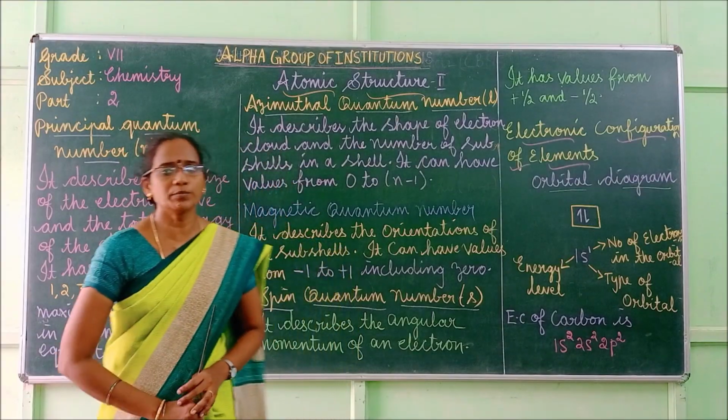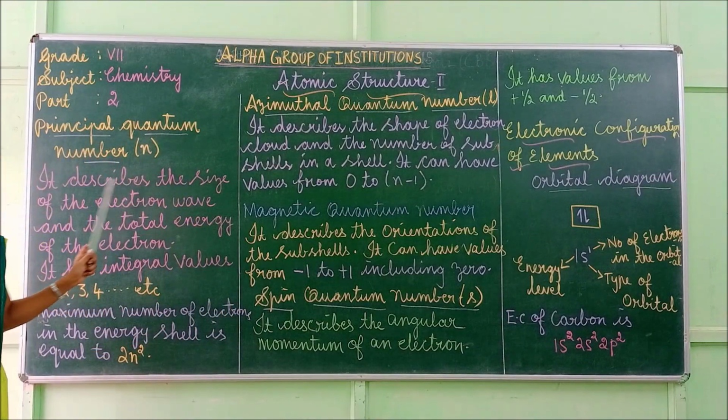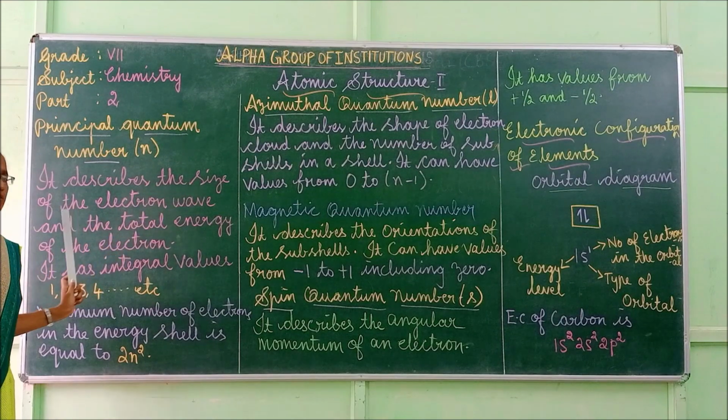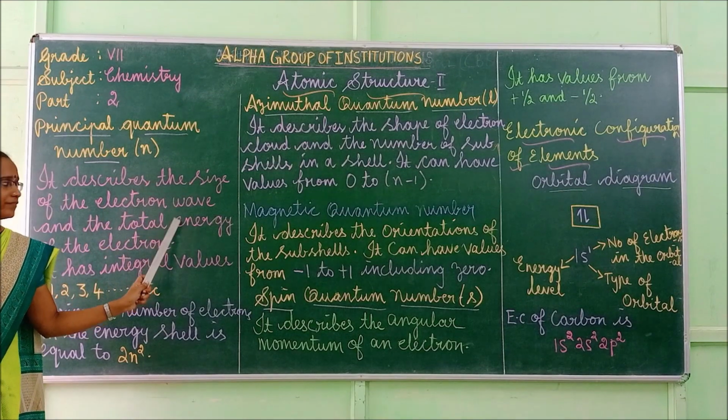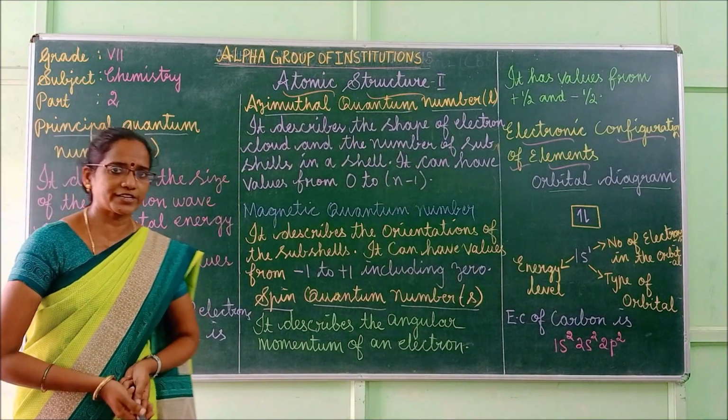Principal quantum number. It is represented by the letter n. So the principal quantum number describes the size of the electron wave. Size of the electron wave. This line is very important. Okay.